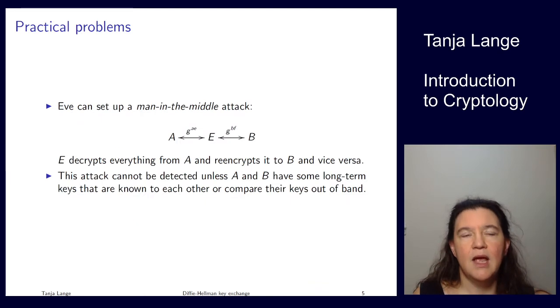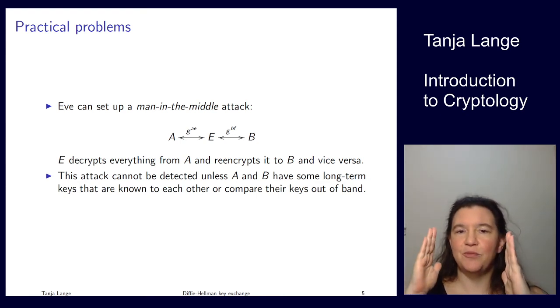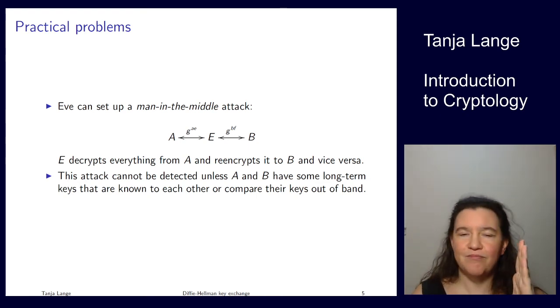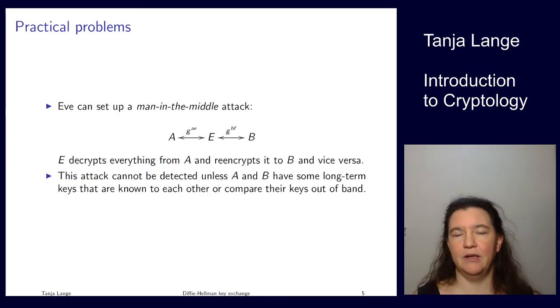Now, there are some problems with the Diffie-Hellman key exchange. So I've been talking about Alice and Bob talking and Eve just being passively in the middle. But Eve is not necessarily a passive attacker. If Eve is an active attacker and is willing to relay messages between Alice and Bob and actually intercept all messages coming from Alice going directly to Bob, then Eve can mount what is called a man-in-the-middle attack.